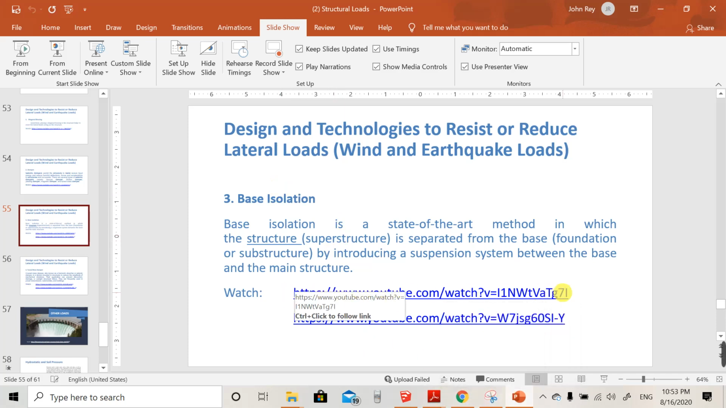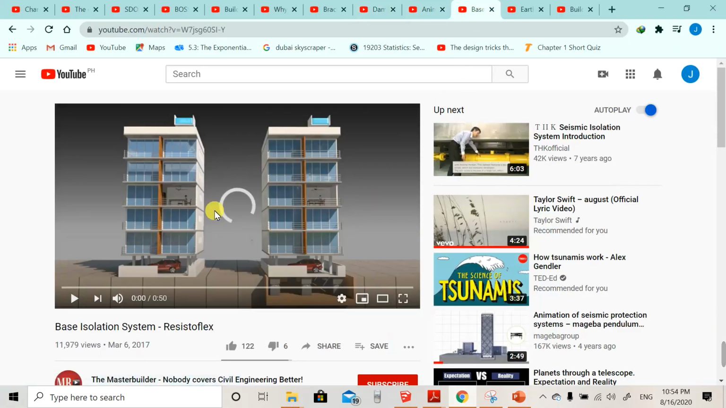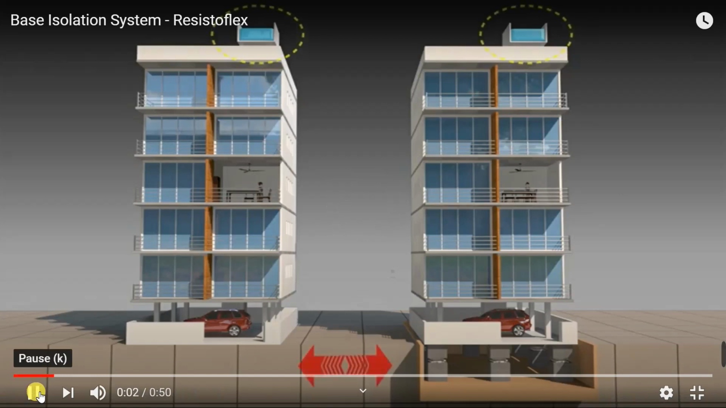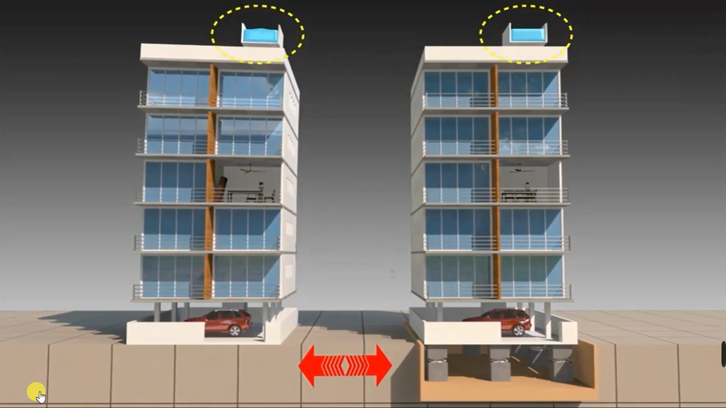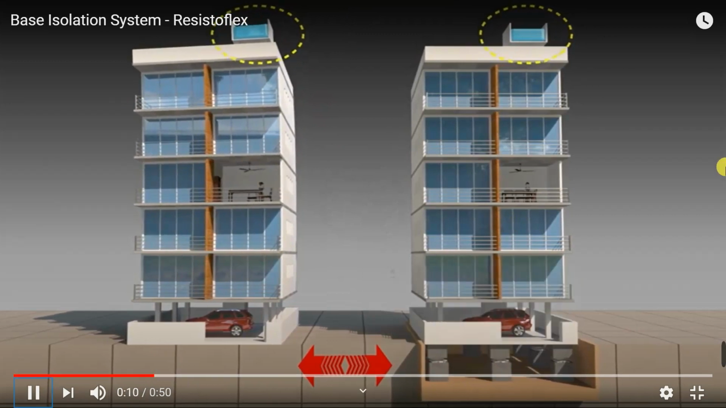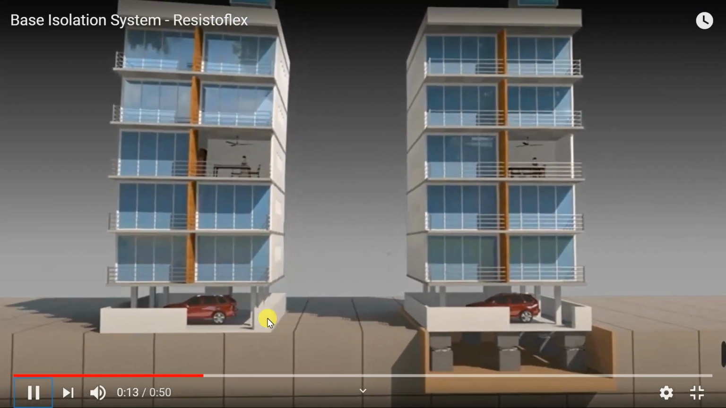Para mas maintindihan nyo yung concept ng base isolation, may dalawa tayong YouTube video. Ang ipe-play ko lang is itong isa class. Itong isa na structure, napaka-rigid niya, wala siyang base isolation. Dito naman, may base isolation na nasa baba. Tingnan natin kung gaano ka-effective ang base isolation. Lilindol. Dito sa swimming pool, sa taas, mas steady yung swimming pool doon sa may base isolation as compared sa wala. Bakit? Kasi may tendency humiwalay yung base sa structure.